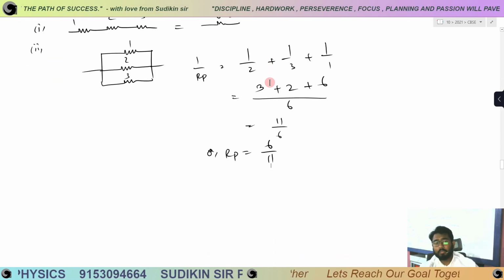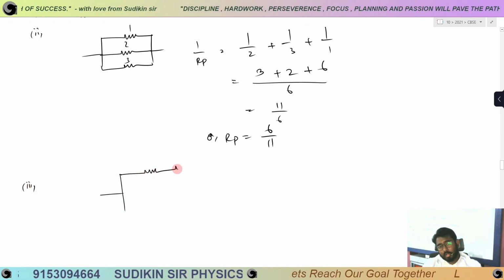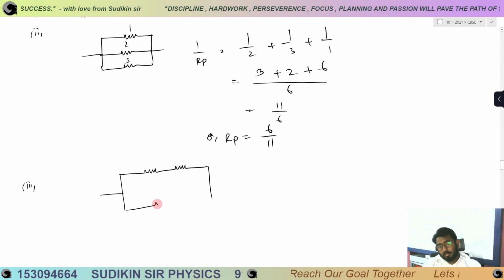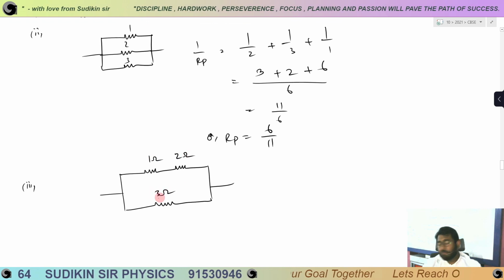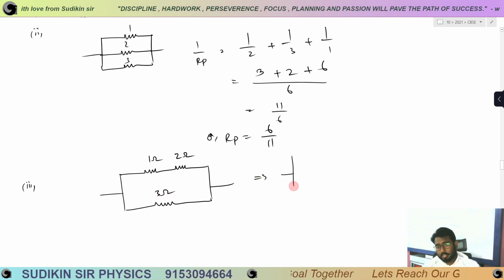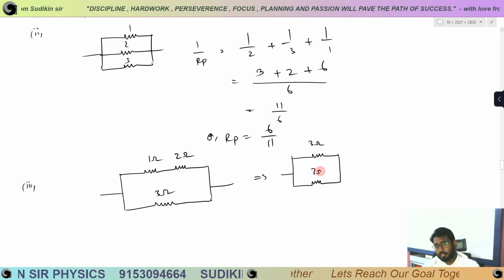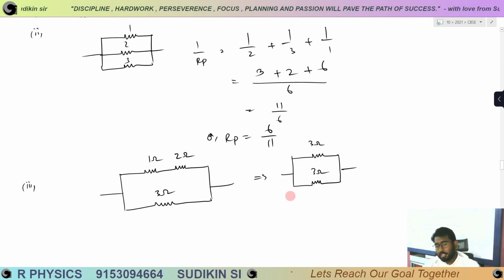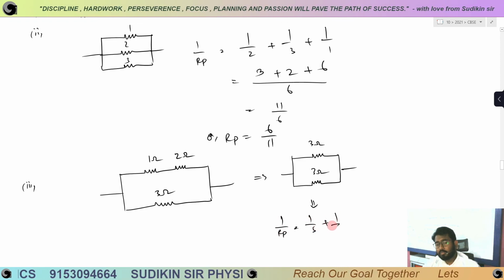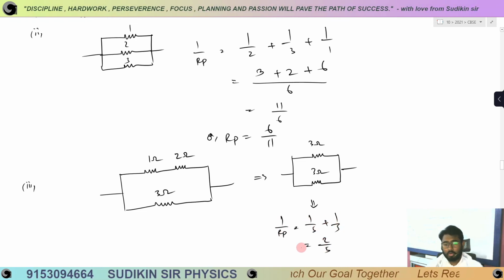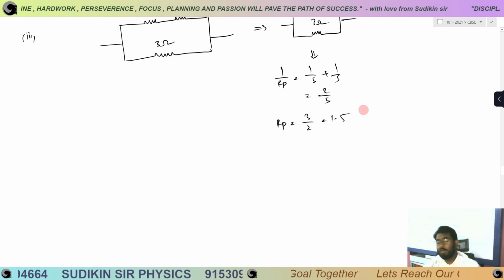Now, next is 1.5 ohm, right? So how will I get 1.5 ohm? Now this, it's very interesting. See, if I connect it in this way, that there is 1 ohm, there is 2 ohm, and at the bottom we have a 3 ohm. So can I write it as we are having 3 ohm on top and we are having 3 ohm on bottom? So these are in parallel, right? If they are in parallel, we can simply write 1 by R parallel will be 1 by 3 plus 1 by 3. That will be 2 by 3, or simply R parallel will be 3 by 2, which is 1.5.